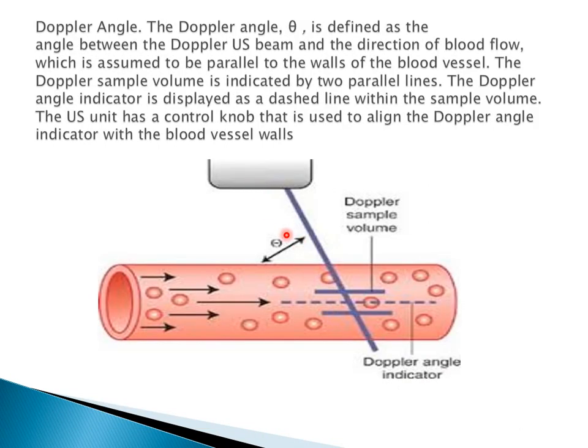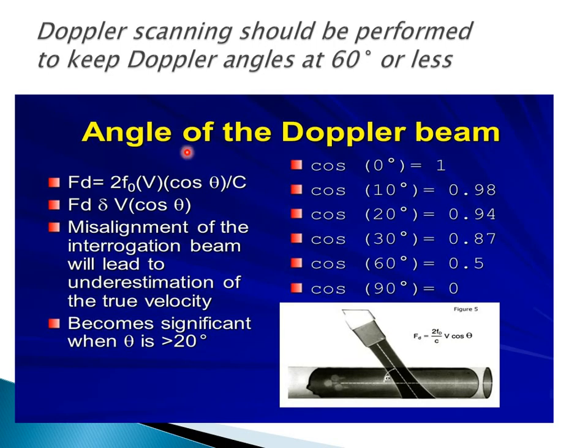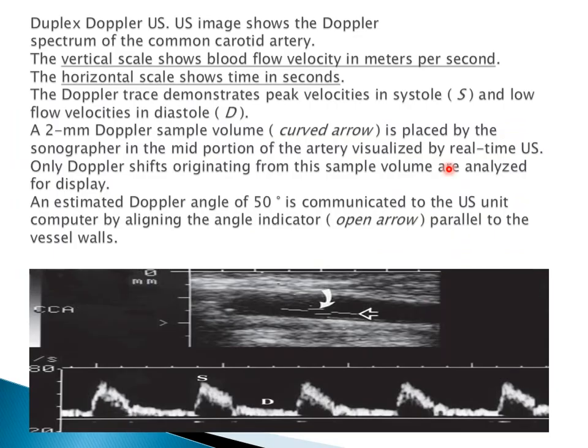Doppler angle. This is the ultrasound beam coming onto the vessel, and this area is the Doppler sample. The place we sample from the vessel should be in the center, and this is the flow of the RBCs. This angle we always try to keep less than 60 to have a good frequency shift. This is about the equation and the cosines. The less is the better. So at 90 degrees we have no Doppler shift, so you will see nothing. At 0 is the best one, where the cosine is equal to 1.